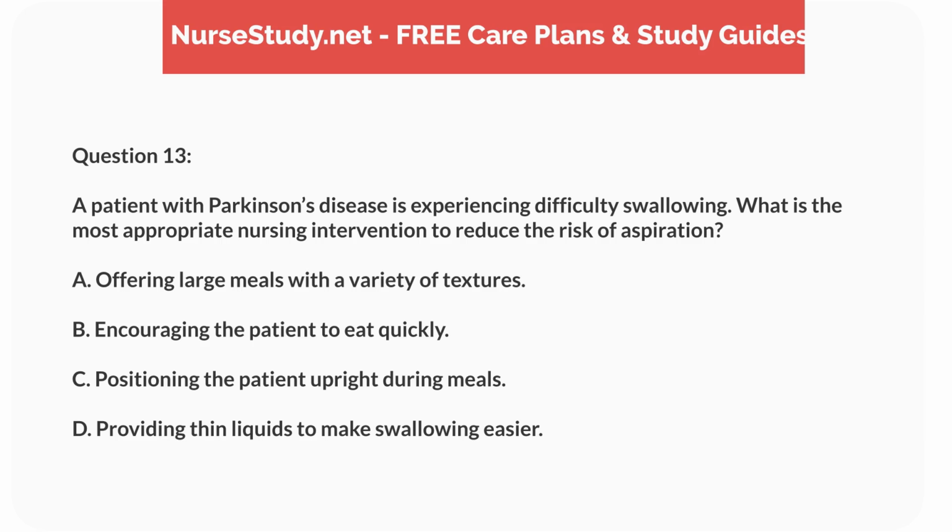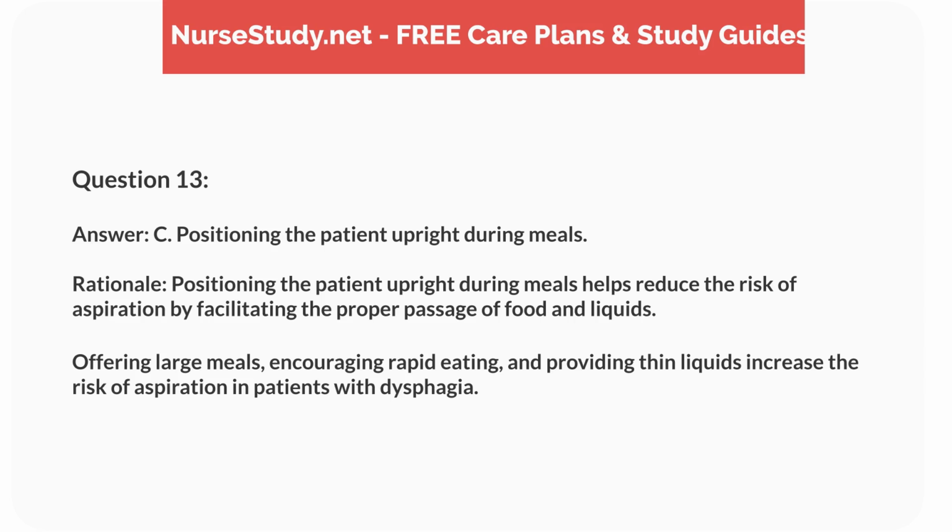Question 13. A patient with Parkinson's disease is experiencing difficulty swallowing. What is the most appropriate nursing intervention to reduce the risk of aspiration? A. Offering large meals with a variety of textures. B. Encouraging the patient to eat quickly. C. Positioning the patient upright during meals. D. Providing thin liquids to make swallowing easier. Answer. C. Positioning the patient upright during meals.